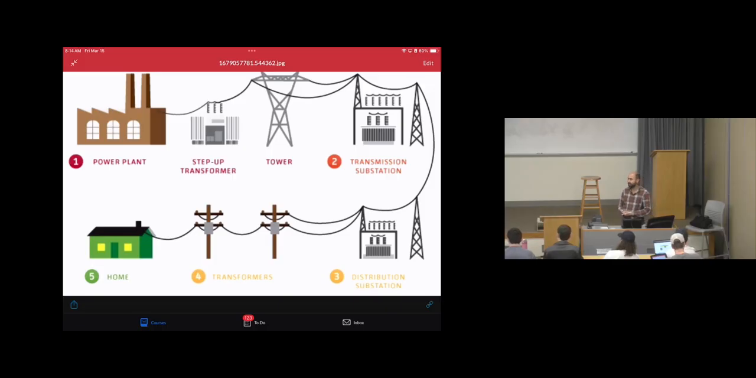And basically, that transformer will be 3-phase. What do we mean by 3-phase? We will say this later, but there will be several phases. So phase A will go to your home, phase B will go to your neighbor's home, phase C will go to the other neighbor's home.